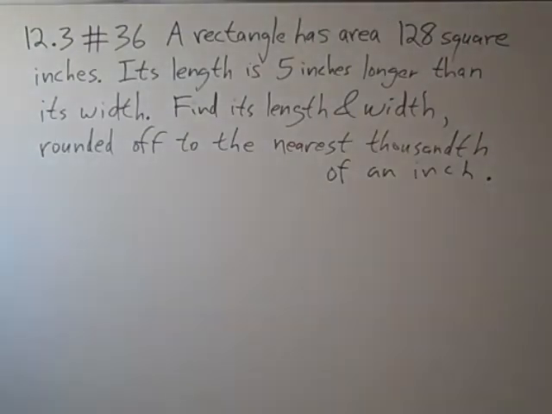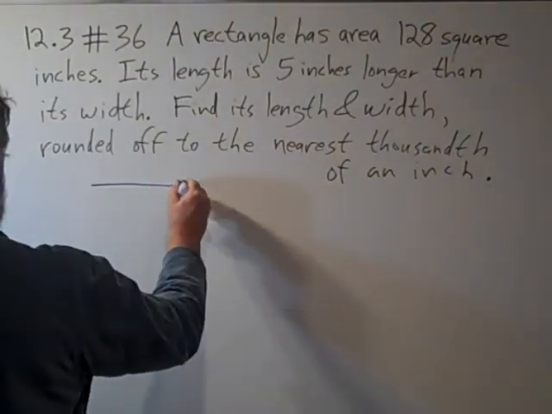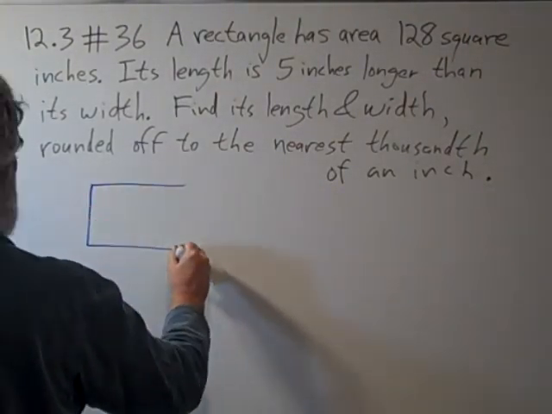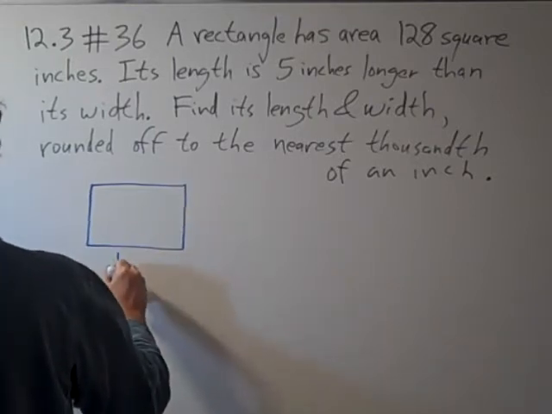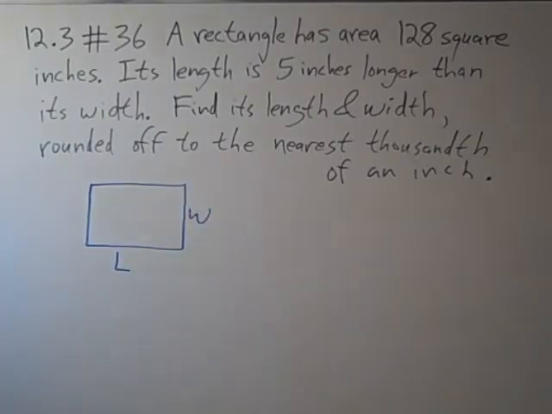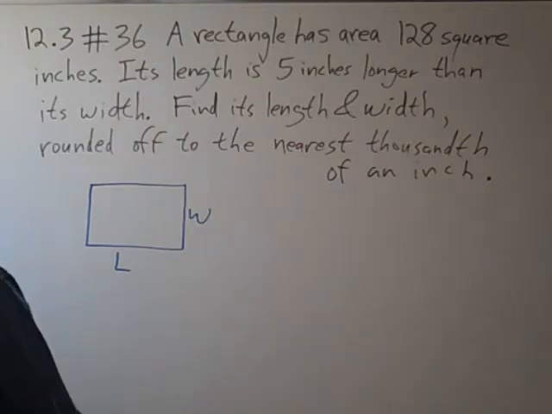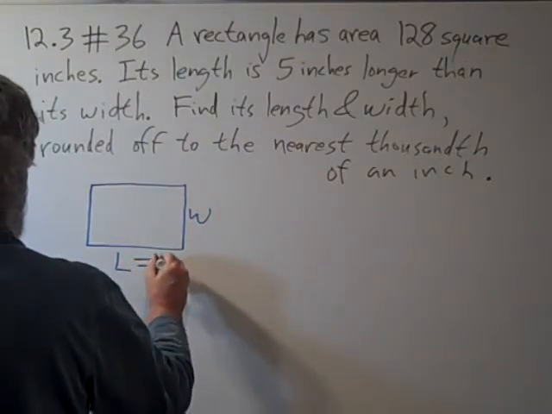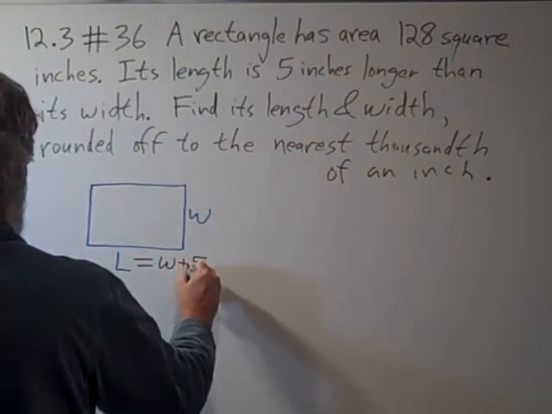Well, first of all, draw a picture of a rectangle. That helps to make this more concrete. It has a length and it has a width. They say its length is 5 inches longer than its width. So the length is equal to the width plus 5.